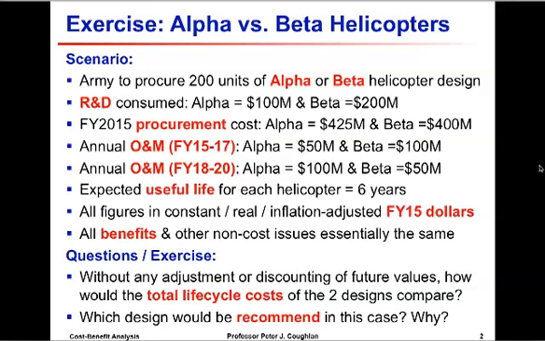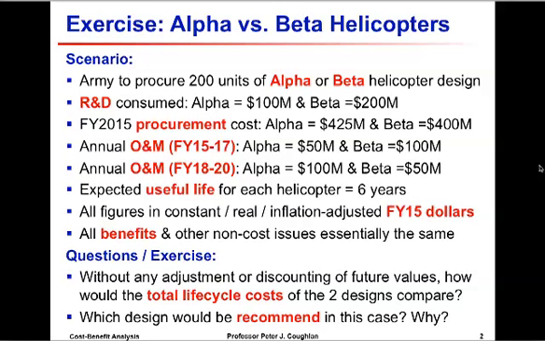By assuming it's constant, real, inflation-adjusted, we are going to at first ignore all of the time considerations. And also, we are going to assume that all benefits and other non-cost issues are essentially the same as well, which allows us to ignore those and focus on this as a cost minimization exercise, or really a cost effectiveness analysis, the special category of cost-benefit analysis where we assume the benefits are the same and therefore are simply focused on which option has the lowest cost.